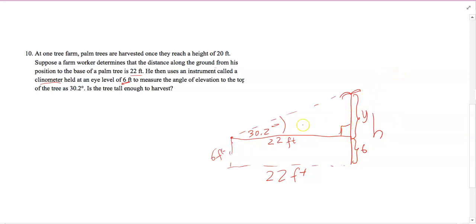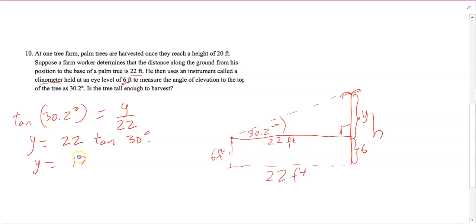So let's use a trig function here. Y is your opposite side, and 22 is your adjacent side. So we can use tan, so tan of 30.2 degrees is equal to y over 22. So y will be equal to 22 times tan of 30 degrees. All right, and so y would be equal to 12.8 feet.